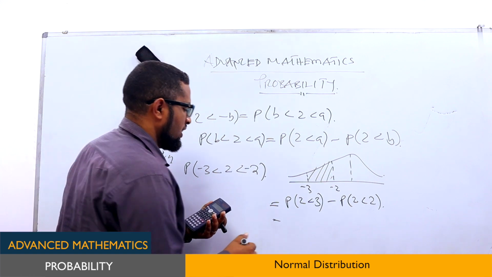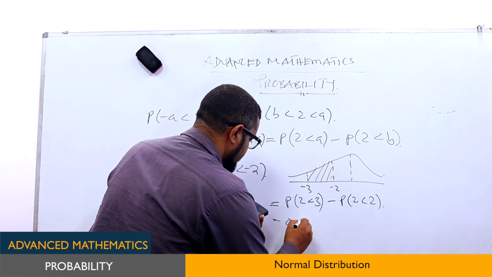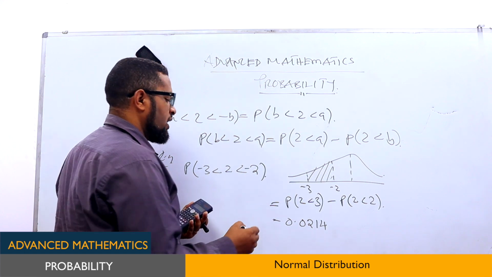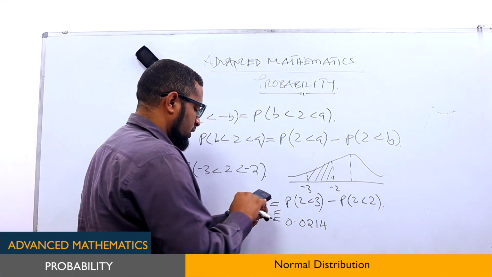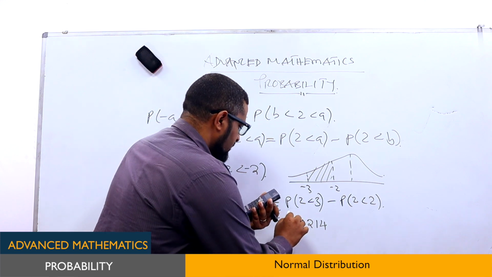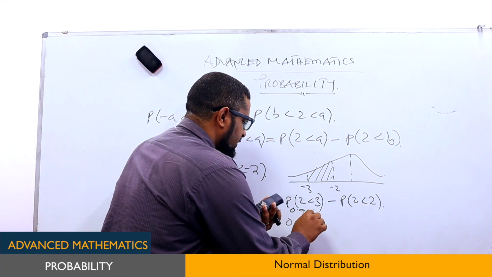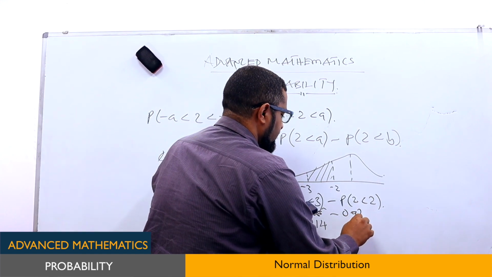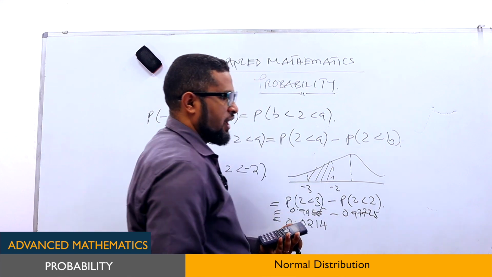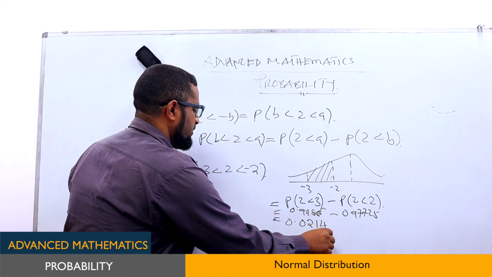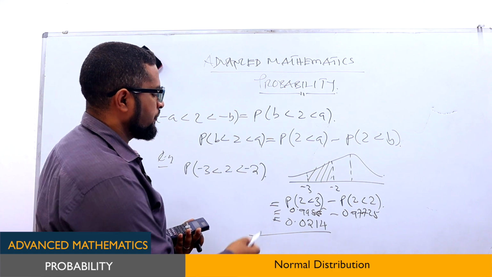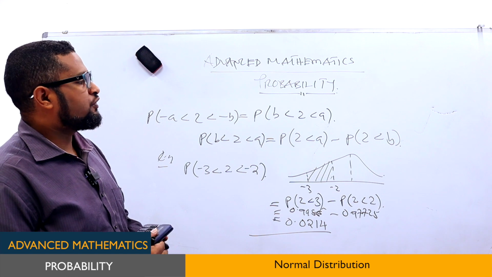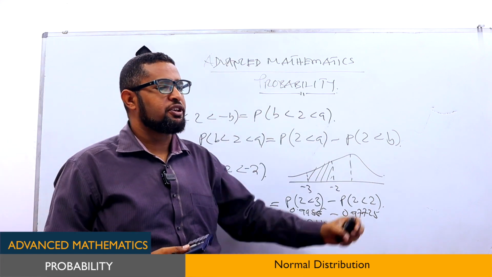So the answer here will be 0.0214. But if you decide to read one after another, one by one, this one will give you 0.99865, and the other one will give you 0.97725. So when you simplify to the last point, you will get 0.0214. So my dear students, this part is very important.